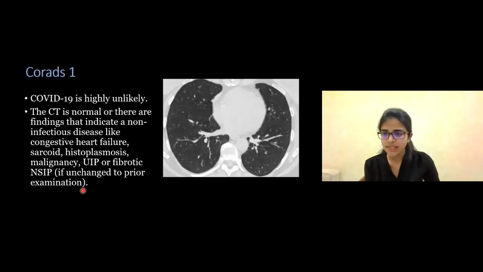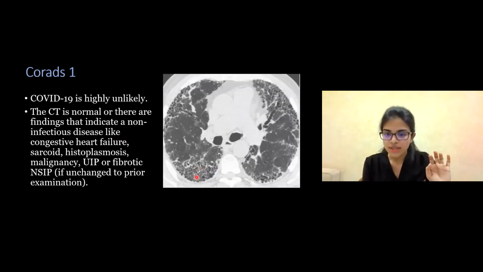In CORADS 1, like I said, either the lungs are completely normal, as you can see in this image, or you might have some pathology. Here, if you can see, there is honeycombing, subpleural honeycombing in bilateral lung fields. This is suggestive of interstitial lung disease, right? So this is a non-infectious pathology. Even though the lung is not normal, because it's showing a non-infectious pathology, it comes under CORADS 1.